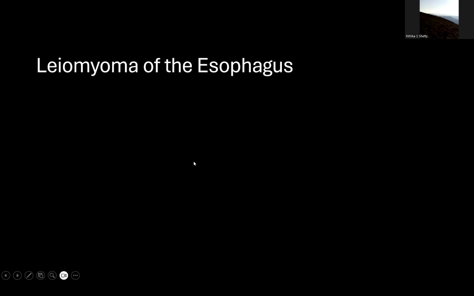Again, barium swallow image. So here we can see a large filling defect, which is making the obtuse angle. So this is a case of leiomyoma of esophagus, and one more feature to say that it is leiomyoma is it will be associated with calcification.